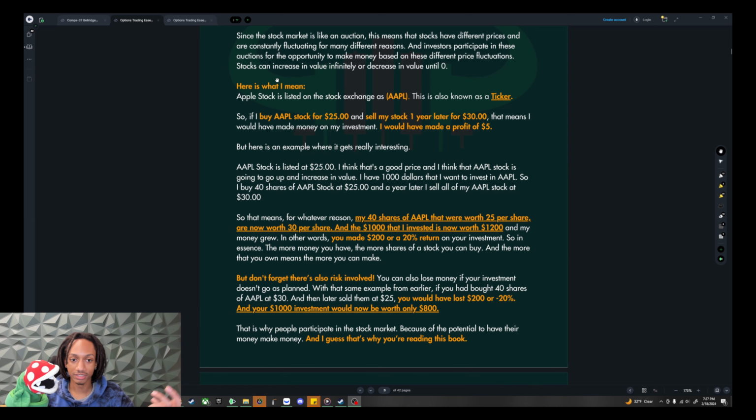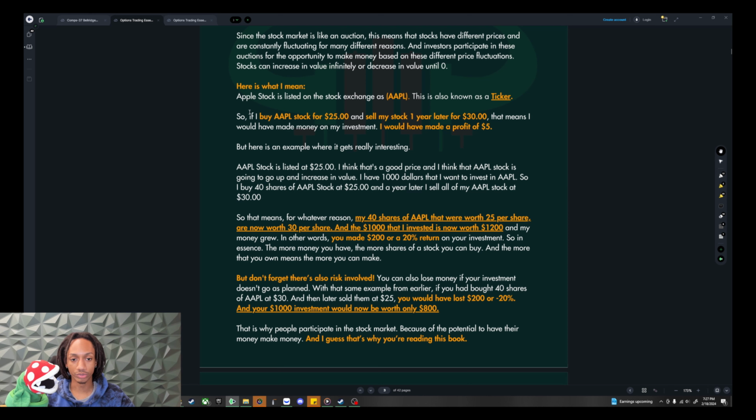So here's an example. Apple stock. We all know Apple. Apple is listed on the stock exchange, and it has a symbol or word that's known as a ticker. Different stocks have different ticker names, and that's how you would go into the market and type in the company, so you can look at their specific stock and their chart and everything like that.